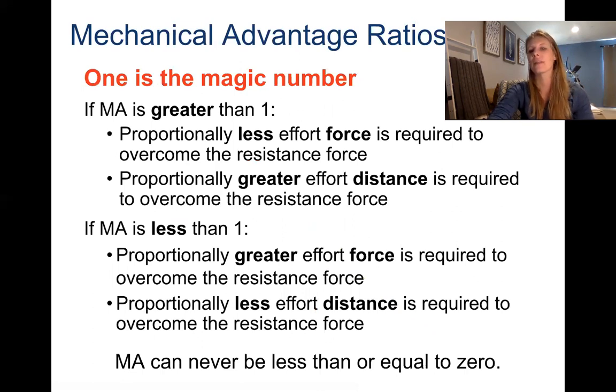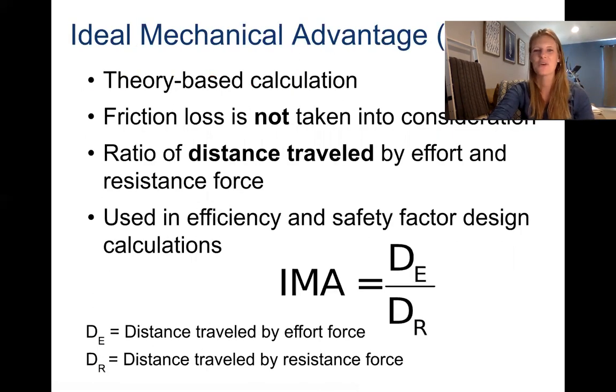Mechanical advantage can never be less than or equal to 0. There's no such thing as that. So it's greater than 1, or it's less than 1. There's no negative mechanical advantage. That's not a thing. We've already talked about this as well.